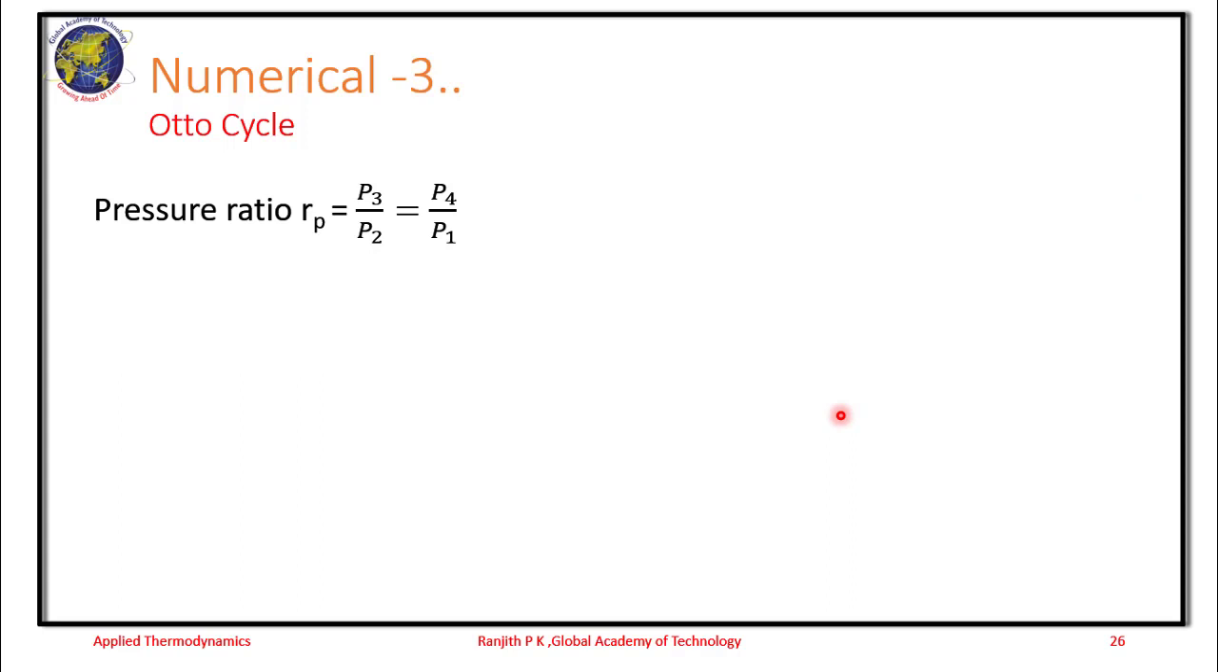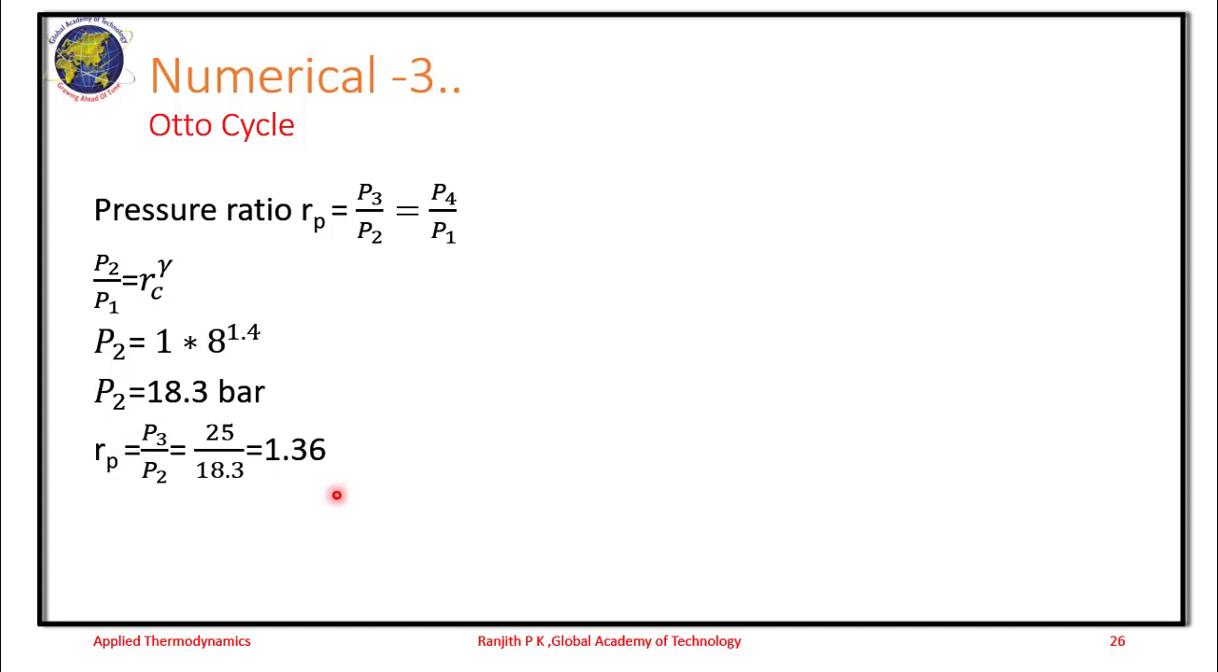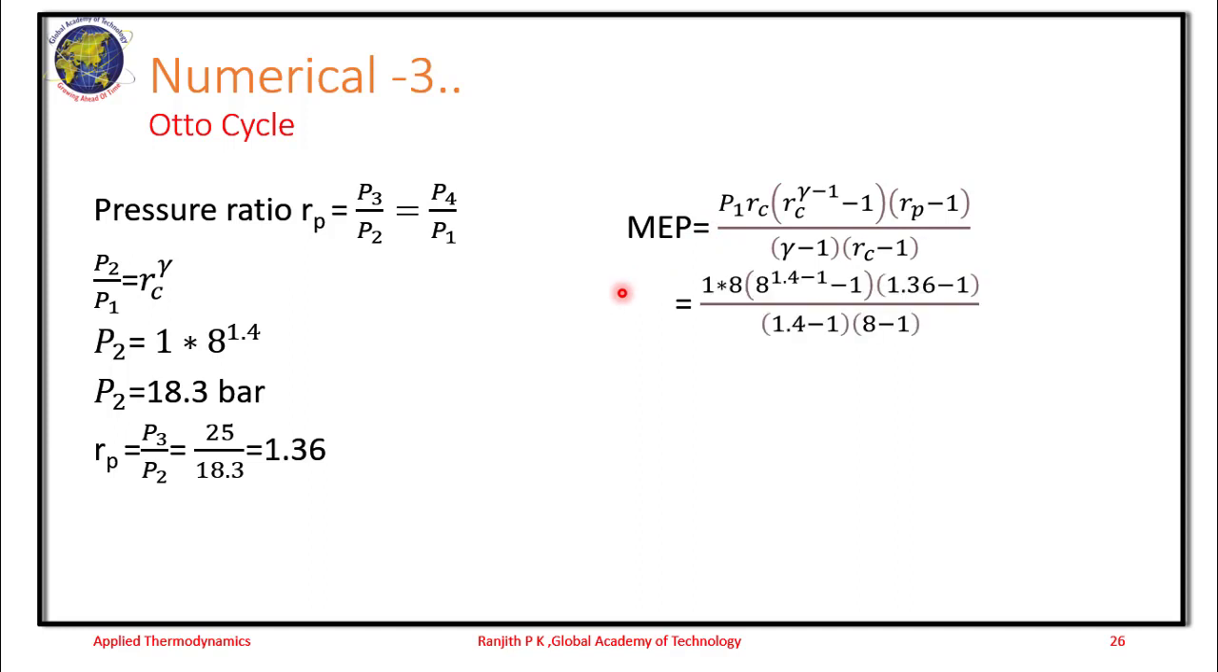Next, the pressure ratio is P3 by P2 or P4 by P1. Then for the process 1 to 2, we write P2 by P1 in terms of the volumes, RC power gamma. So we end up calculating P2 as 18.3 bar. Then the pressure ratio is 1.36. Here we have used the generic expression that we derived to find the mean effective pressure. Substituting all the units, we have the mean effective pressure as 1.334 bar.